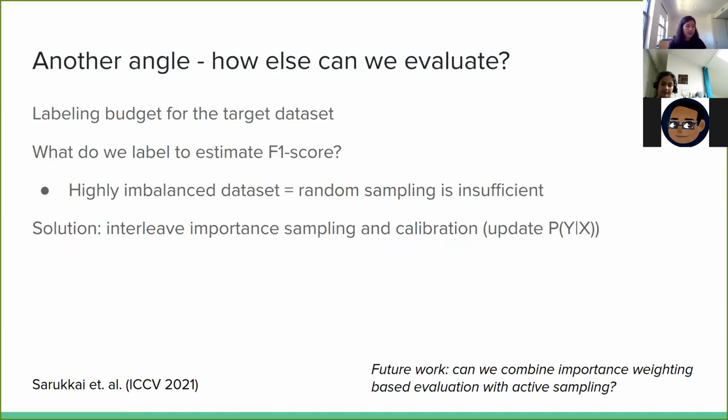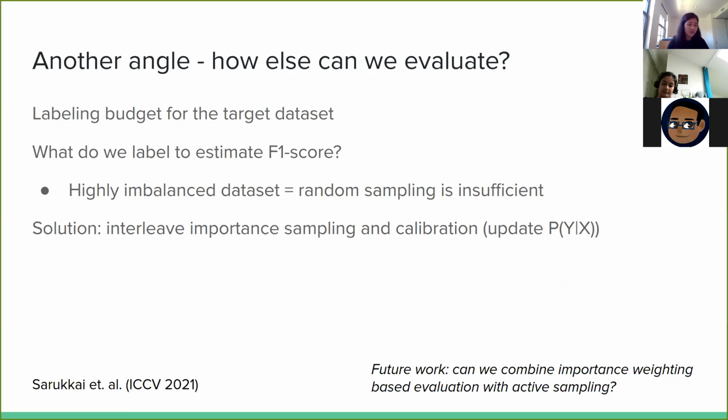This is a recent ICCV paper that discusses, when we have a labeling budget for the target or validation data set, what points should we label to estimate particular metrics like F1, precision, recall, accuracy, things like that. The catch here is that if our data set is very imbalanced, and we're just randomly labeling points and drawing them IID or uniformly, we might never sample something from a rare class.